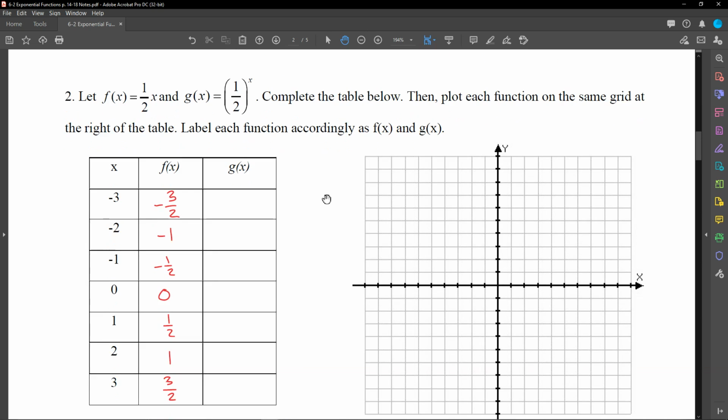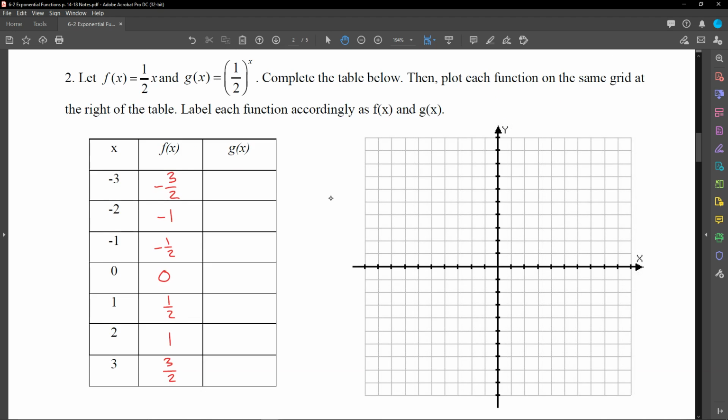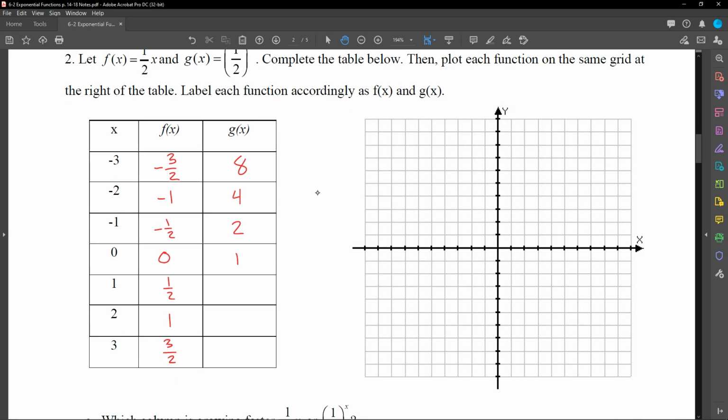For g of x, we have 1/2 to the power x. So if we raise 1/2 to the negative third, it's the same as 2 to the positive 3, or 8. 1/2 to the negative 2 is the same as 2 squared, or 4. 1/2 to the negative 1, that's our reciprocal power, so that would be 2. Anything to the 0 power is 1. G of 1 is 1/2. G of 2 is 1/4. And g of 3 is 1/8.